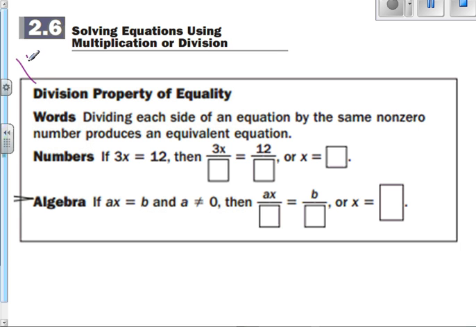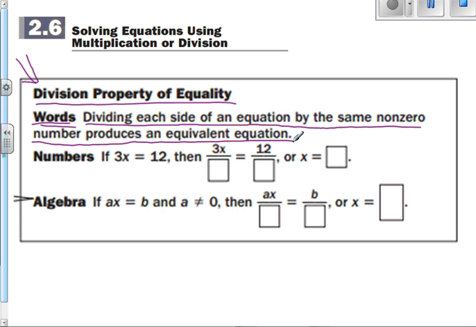So we're going to be looking at some vocabulary words real quick. Division property of equality. This is basically where you're dividing both sides of an equation or inequality by the same value. Therefore, your equation or inequality would remain consistent. It would still remain equivalent, both sides of the expression, if you will. So if I look at it in words, it's dividing each side of an equation by the same non-zero number produces an equivalent equation. It means you don't change the true value of the equation.